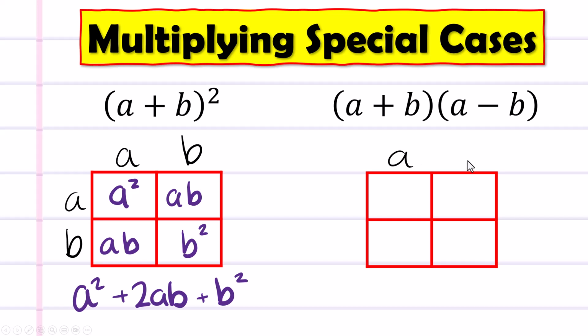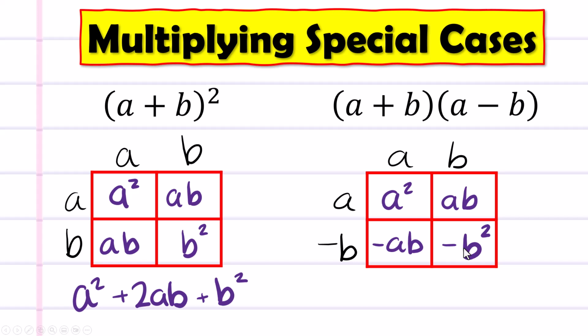This one's a little easier for people to memorize, is when you have the same numbers but the different signs in the middle. We get the a squared, we get the positive ab, we get the negative ab, and we get the b squared. We know these boxes are going to cancel out. So you end up with a squared minus b squared.